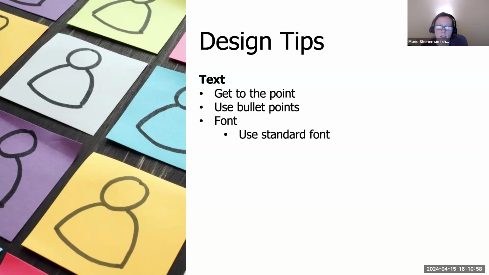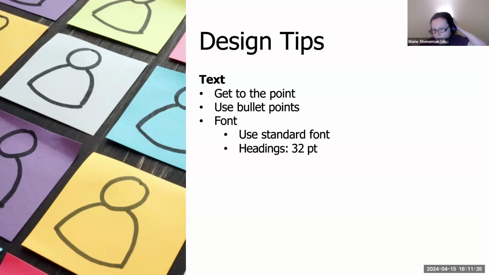Okay, so for text, you will have text on your poster, and you want to get to the point. You want to use bullet points, as you see that we're doing here. You don't want whole large paragraphs, essays. Bullet points are a really great way to minimize how much text you use and really get to the point. Font, use a standard font, anything that's really easy to read. Arial, Calibri. You don't want something that's really hard on the eyes, something really fancy or really strange. So you want something pretty standard.